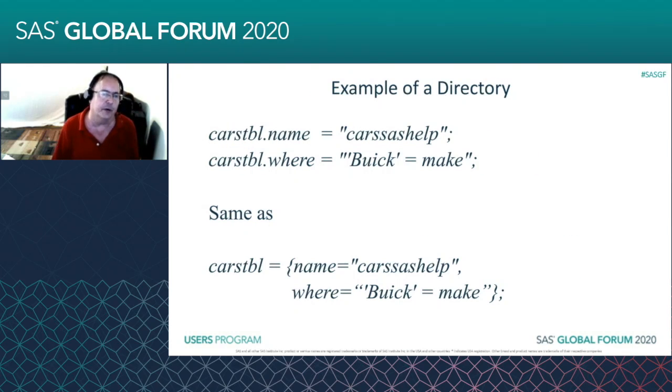Examples of dictionaries are cartables.name. Cartables.name, the dot operation is an indication of a dictionary. The dot is a special operator that is very, very important to CASL. If you just say CASL cartables.name, that says I've got a dictionary, and I'm going to set that value to car's help. I can set the where clause as well with that designation. Or if I wanted to, I could do it the way I did it before and just specify it with angle brackets, with the curly braces.